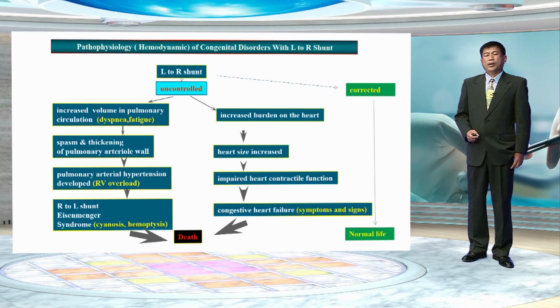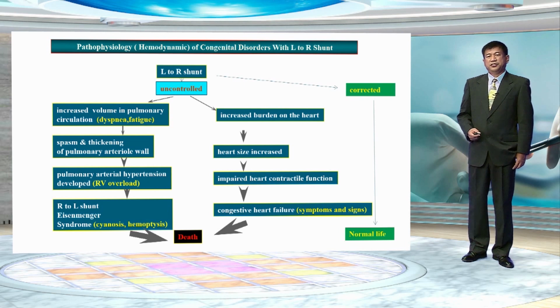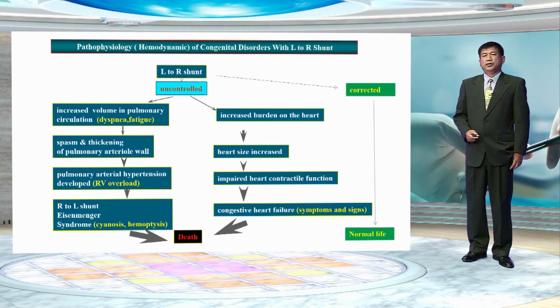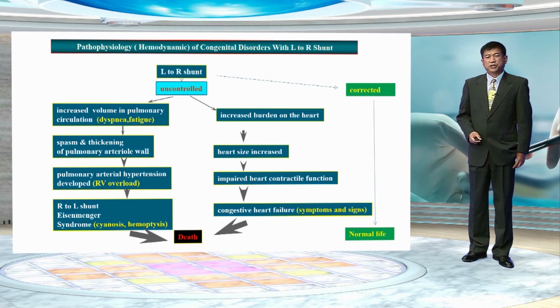And then when the pressure within the pulmonary artery is greater than that in the systemic circulation, the left to right shunt is converted to right to left shunt. This situation is called Eisenmenger syndrome. And now the patient begins to have cyanosis. Usually, the patient will die from hemoptysis or congestive heart failure.